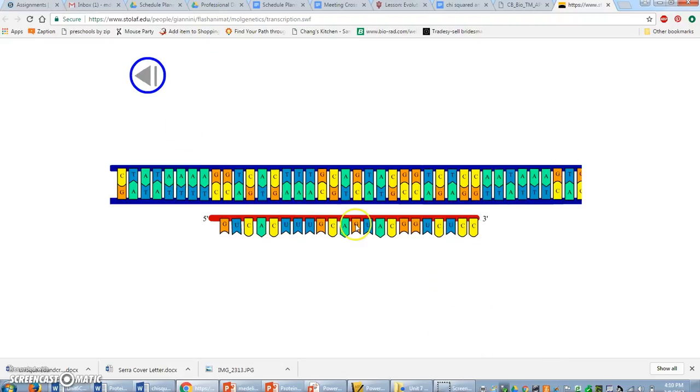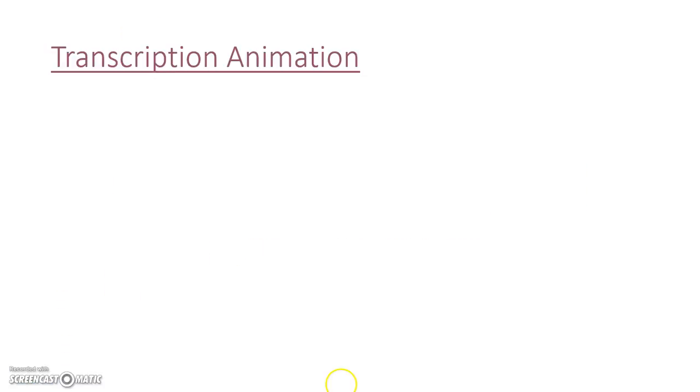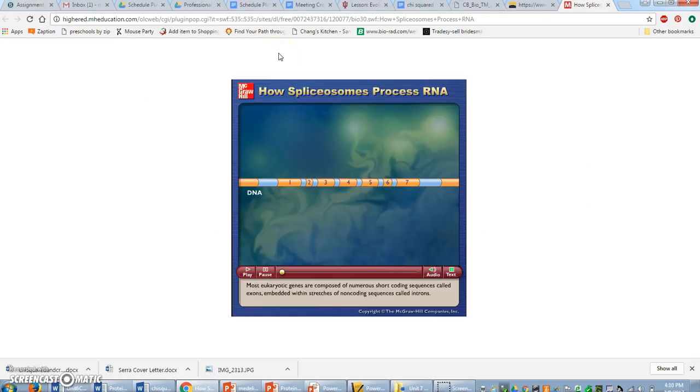All right, now this is going to be our mRNA transcript, and let's go back to what's going to happen next. The next thing that's going to happen is we have to process that RNA. So let's see what happens there.